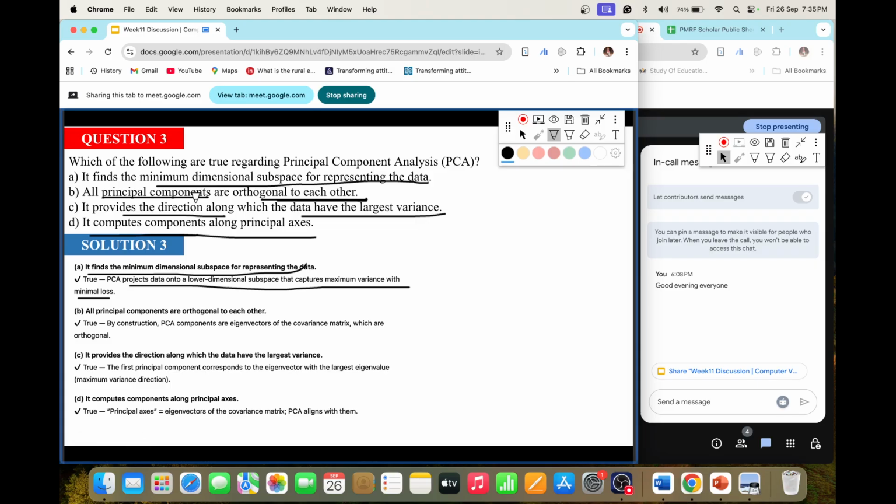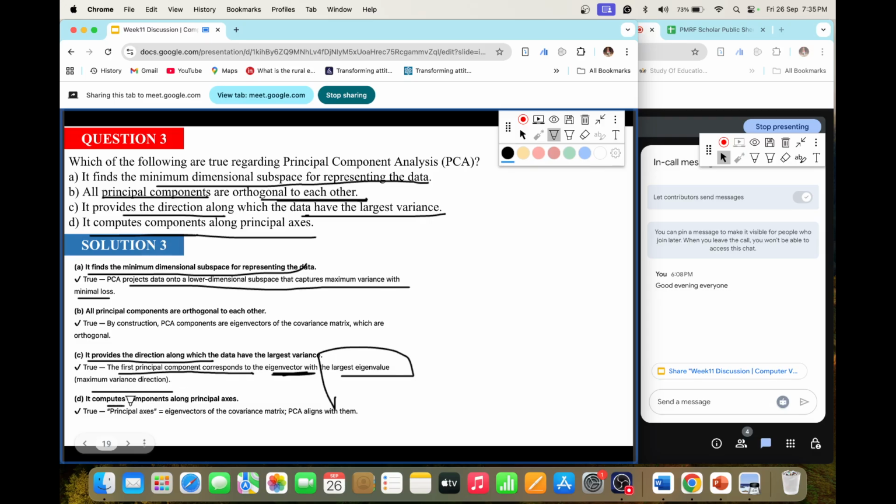Option C, it provides the direction along which data have the largest variance. You can just compare the magnitude of the eigenvalues for each eigenvector. The eigenvector with the maximum eigenvalue provides the direction along which data have the largest variance. So that is what has been written: the first principal component corresponds to the eigenvector with the largest eigenvalue. This you should remember, it gives the maximum variance direction.